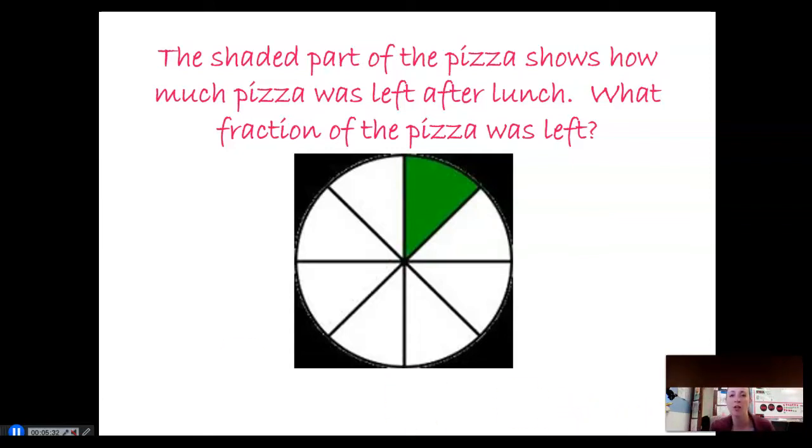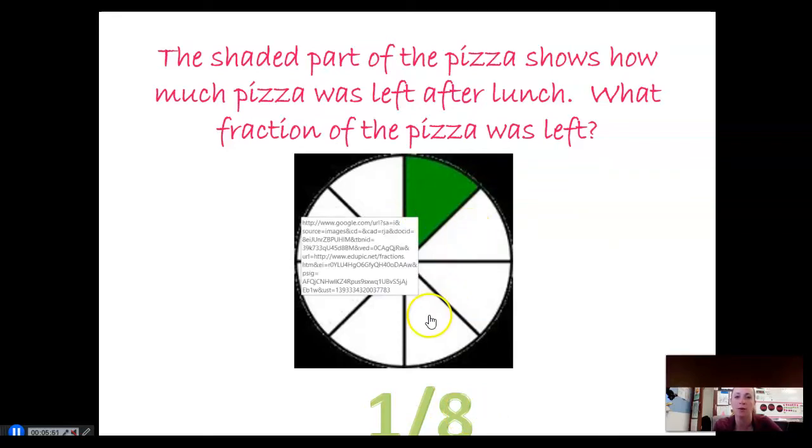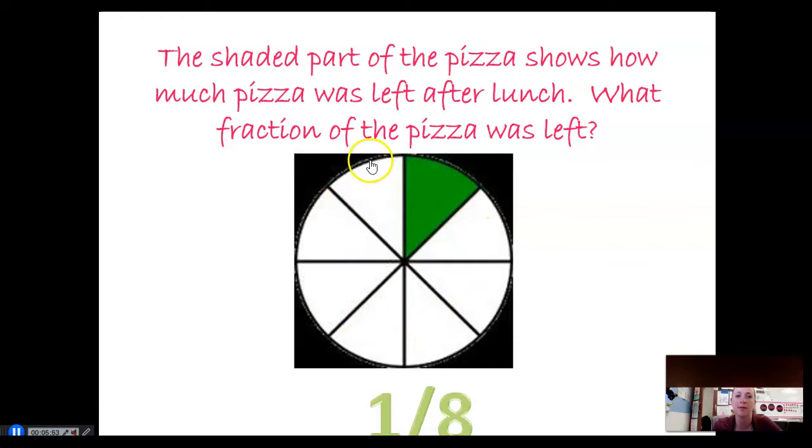All right, well, you have to look here. You have to ET the fraction. So what is left? What do I eat? I eat the shaded parts. My bottom is my total. How many parts are left? Your answer should have been 1/8. I ate 1 piece. I had a total of 8. 1, 2, 3, 4, 5, 6, 7, 8.